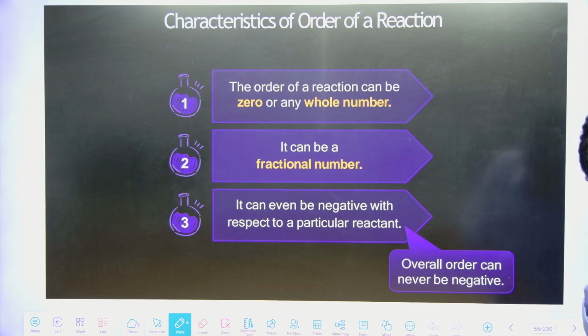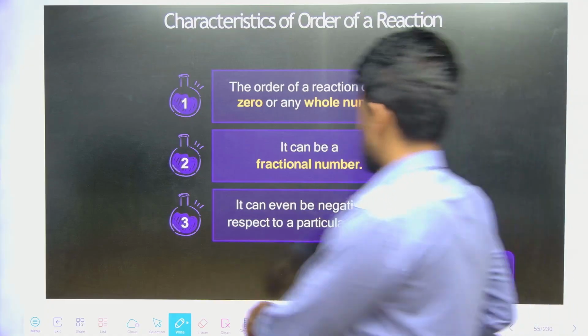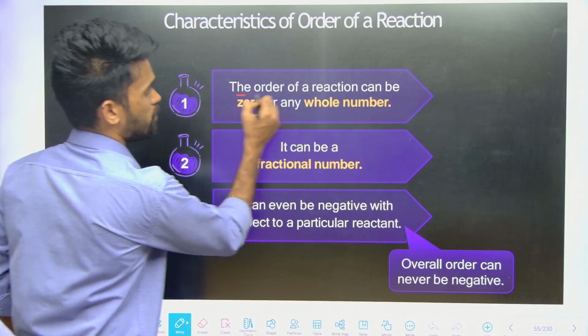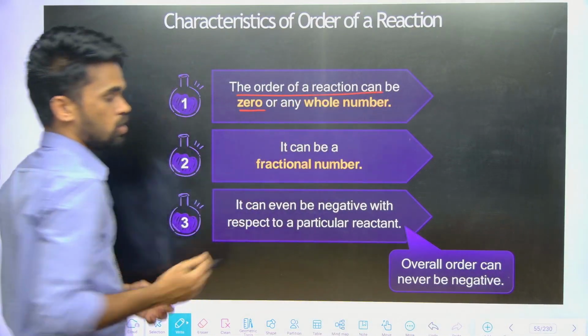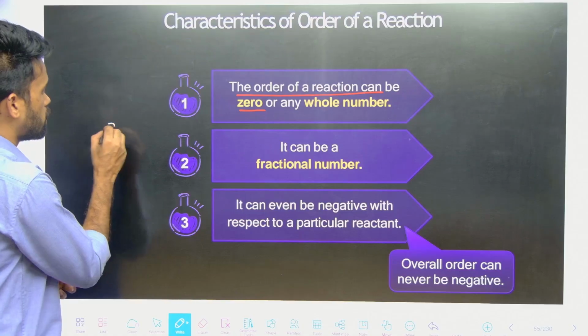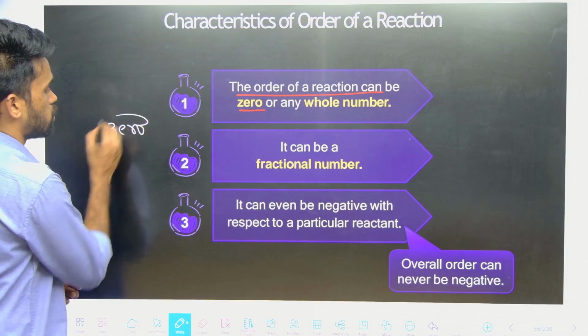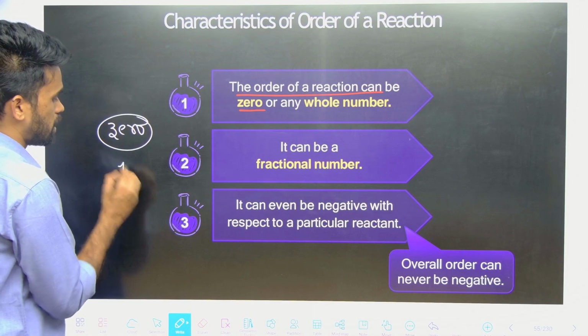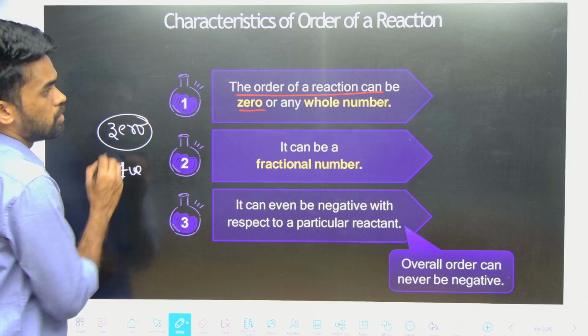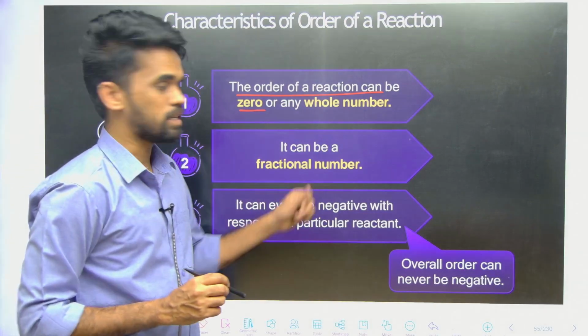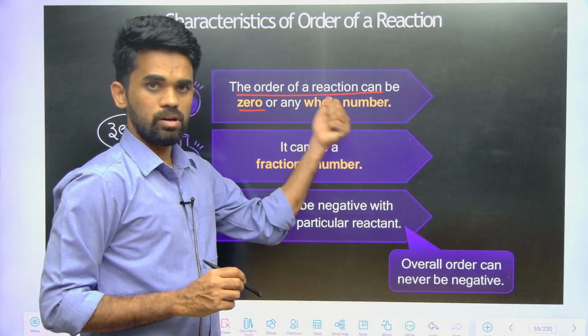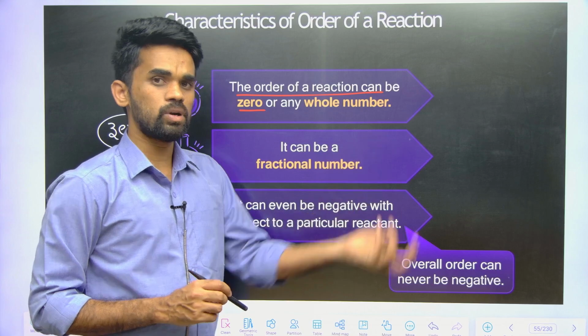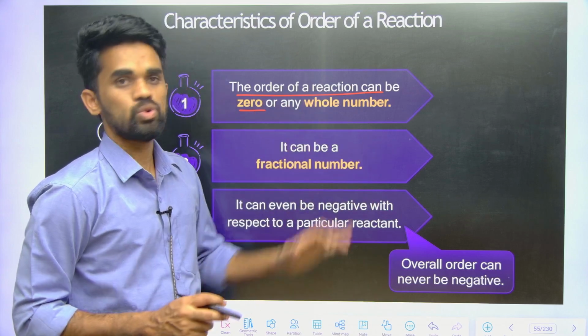Okay, characteristics of order of a reaction. So just see here, order of a reaction can be 0 also. For some reactions the order is 0. Order of that reaction is how much? It can be 0 also. It can be positive also. Positive, okay. Like any whole number, it can be like 1, 2, 3, 4 like that. It can be 0 also. 0 or any whole number you can take.